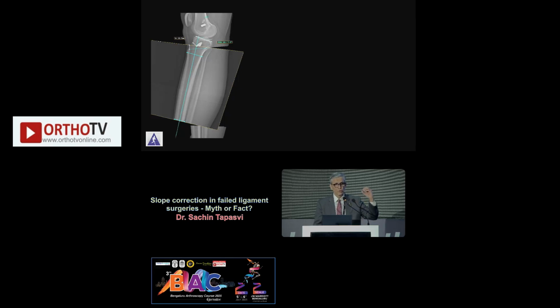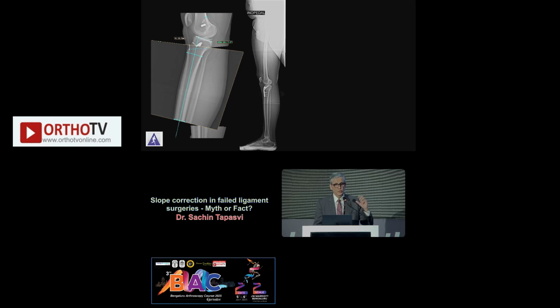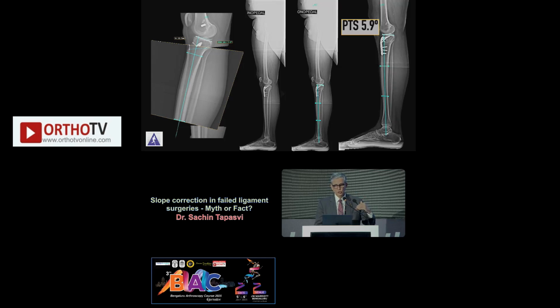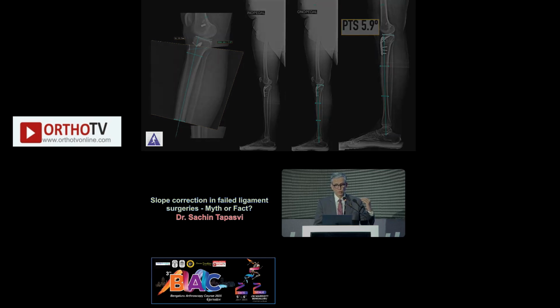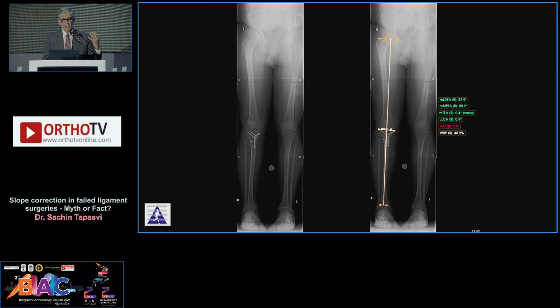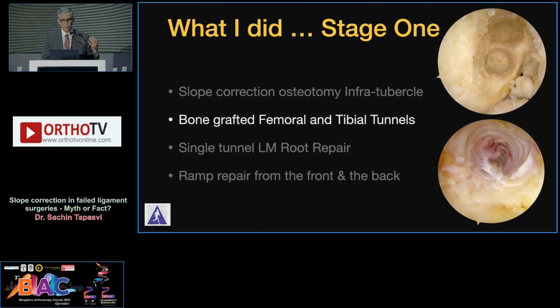The more proximal you go, a smaller wedge you have to remove. So there is no thumb rule that says that 1 millimeter equals 1 degree and so on and so forth. So we changed the slope and brought it to 6 degrees from 22 degrees. And again, at the same time, we didn't alter the coronal plane, which is very important.